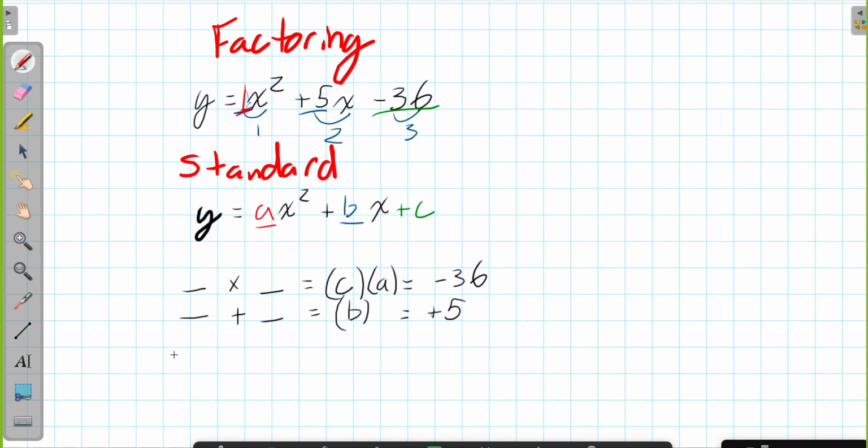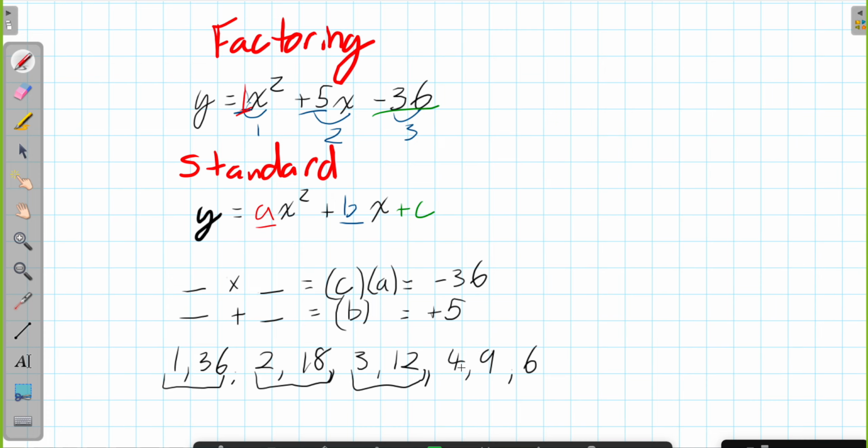We can list them if we want, really quickly. You might actually know a few off the top of your head, but 36 has quite a few factors. We'll write them side by side here: 1 and 36, 2 and 18, 3 and 12, 4 and 9, 5 does not go in, and 6 goes in. These are all of your factors, and they're not in any real order. But remember, I did pair them, and they have to be in pairs, so think of them as sets, and we have to use the set together.